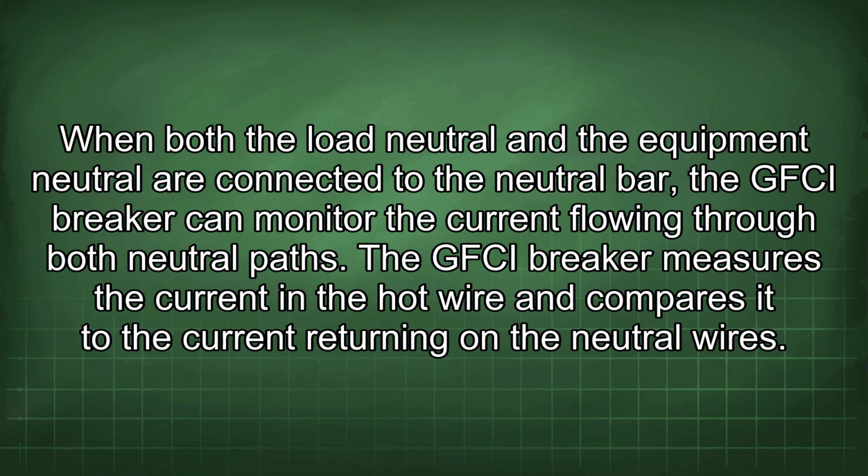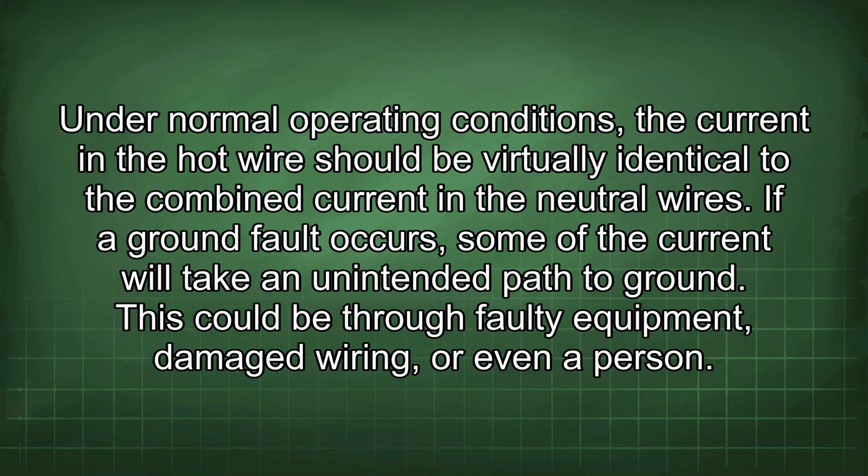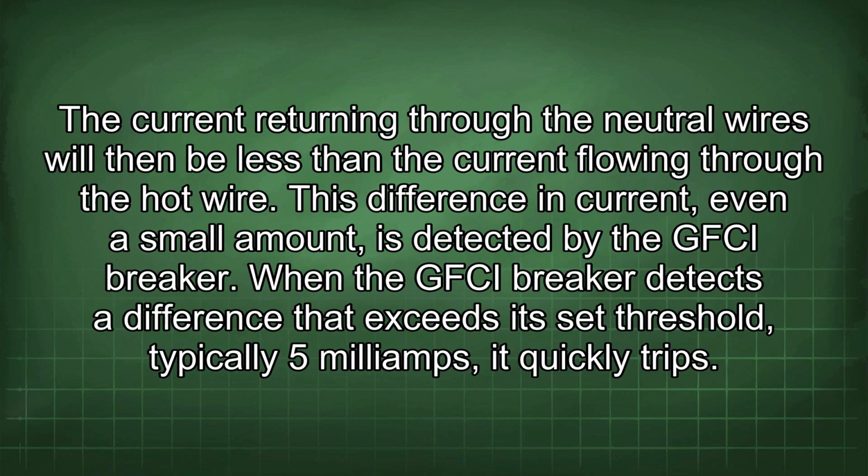The GFCI breaker measures the current in the hot wire and compares it to the current returning on the neutral wires. Under normal operating conditions, the current in the hot wire should be virtually identical to the combined current in the neutral wires. If a ground fault occurs, some of the current will take an unintended path to ground. This could be through faulty equipment, damaged wiring, or even a person. The current returning through the neutral wires will then be less than the current flowing through the hot wire. This difference in current, even a small amount, is detected by the GFCI breaker.